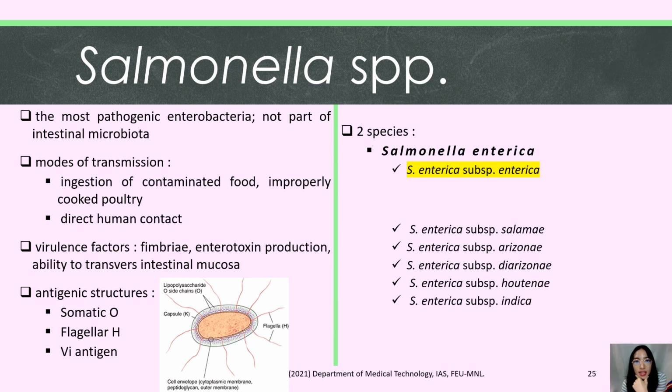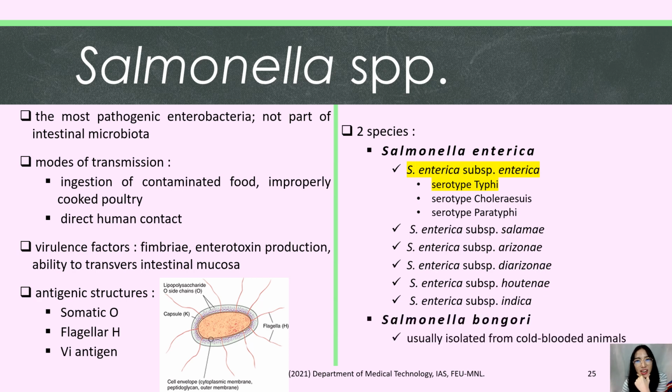Tapos po, within the Salmonella subspecies enterica, there are about 3 other serotypes. So serotype Typhi, Choleraesuis, and Paratyphi. The next species in this genus is Salmonella bongori, which is a rarely isolated species that has been named after the town of Bongor, Chad, and this species was initially isolated from a lizard, and that was usually found among cold-blooded animals.